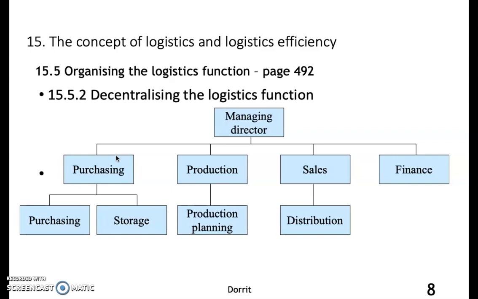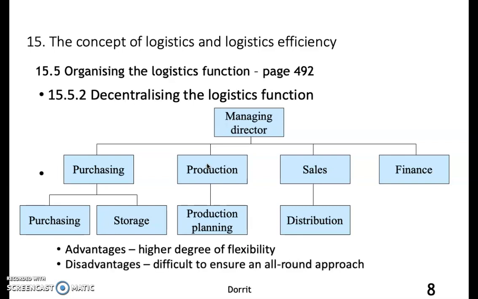If we have decentralizing of logistics, we see here suddenly we don't have a part for logistics, but we see that sales has to do with distribution, production has to do with production planning, and purchasing has to do with the storage and purchasing. There we can see the main advantage: high degree of flexibility, because there are more people responsible. Disadvantage: difficult to ensure an all-round approach.